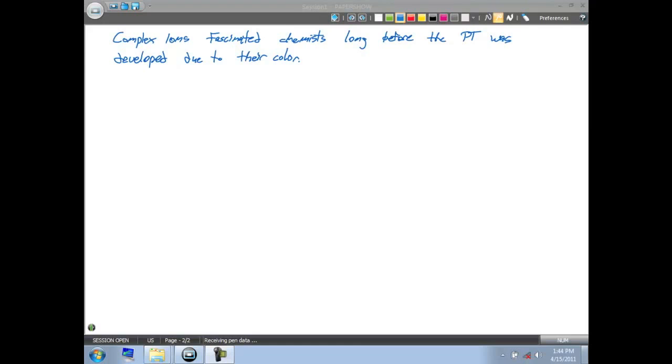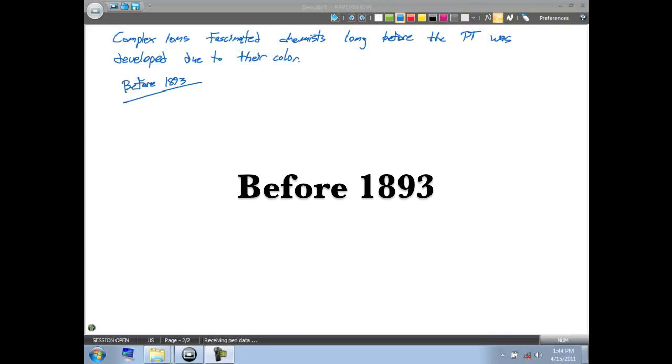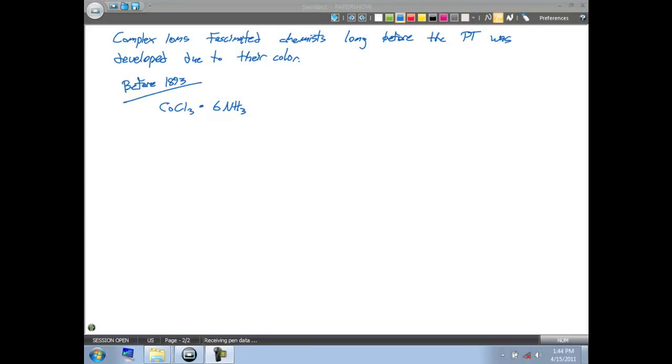So before 1893, the way chemists used to write various formulas was CoCl3, and then he would put a little dot and say 6NH3. So if I was going to prepare this particular complex, I would need a particular amount of cobalt chloride, and I would need 6 equivalents of ammonia. This particular complex is orange.